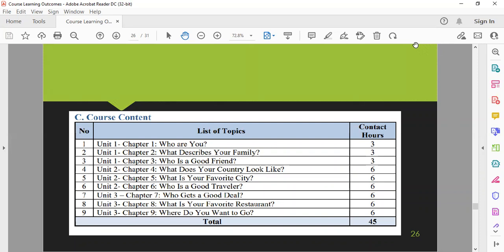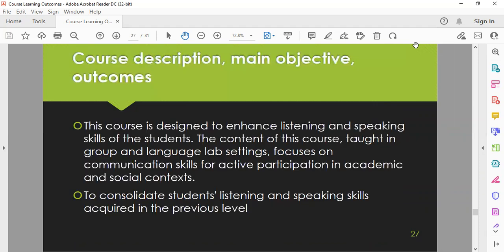What exactly do we teach our students when we teach them this writing course? We don't teach them who are you, what describes your family, who is a good friend, and so on. But we have to look into the academic topics guided by the course learning outcomes and include them in the list of topics here.